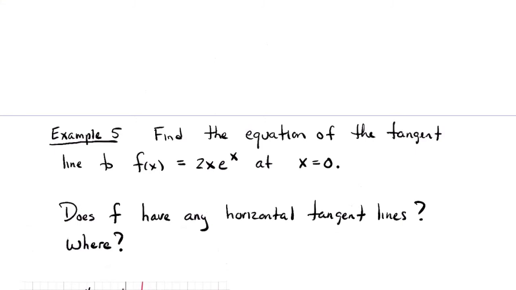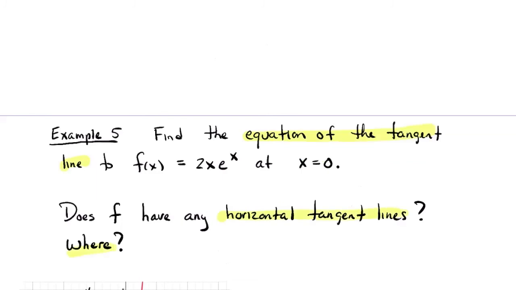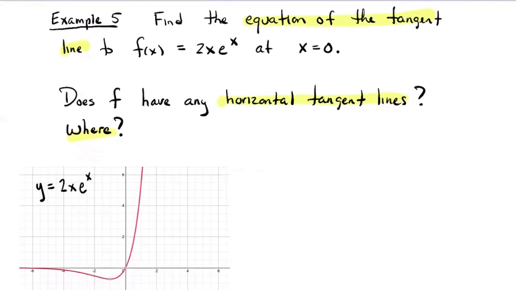Okay, so what's the review concept I'm talking about in this example? Equation of a tangent line. Equation of a tangent line means that we've got to have the slope, right? Slope is the derivative. So we're going to want to calculate the derivative of that function at x equals 0. And then the second question it's asking: does this thing have any horizontal tangent lines? That's best answered with a graph. Yeah, so I've got a graph. You already saw it. Let me scroll up a little bit here.